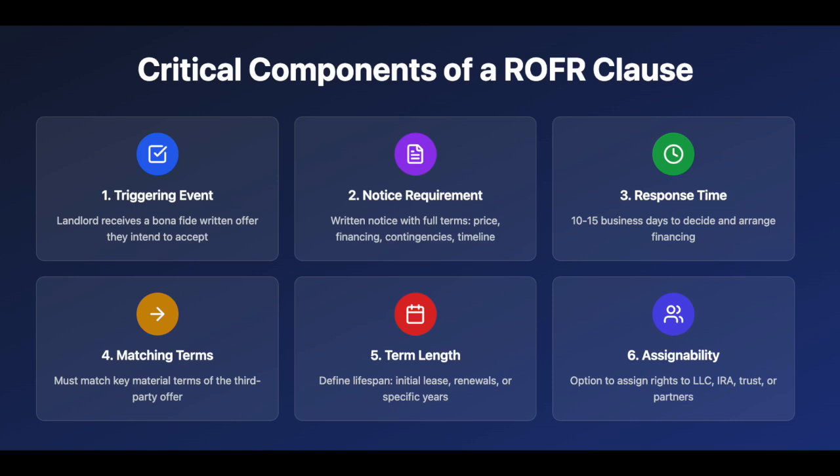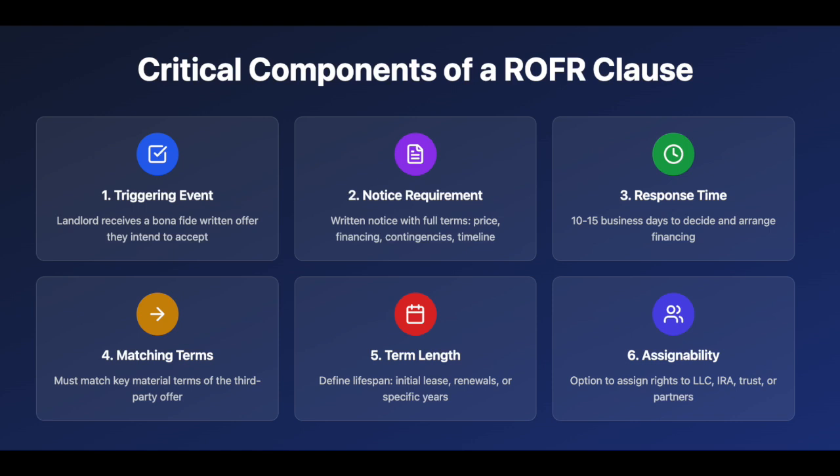Precisely. Fourth is the matching terms requirement itself. Generally, you have to be ready to meet the key material terms of the offer you're being shown. Price is number one, but also things like the deposit amount, the financing structure, the closing timeline. So pretty much mirror the offer they received. That's the standard. Now, the material did note sometimes you might be able to negotiate a small window for minor adjustments if both sides agree, but the baseline assumption is you're matching the deal on the table.